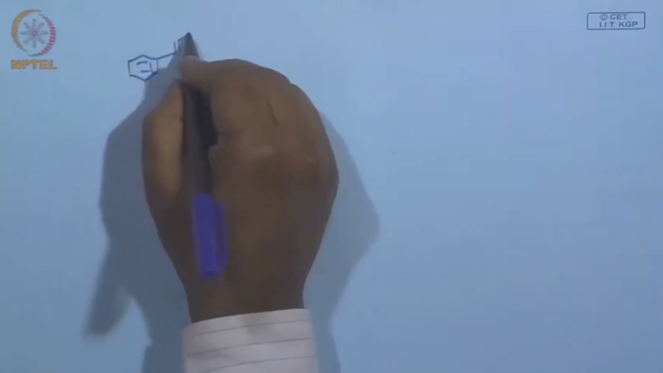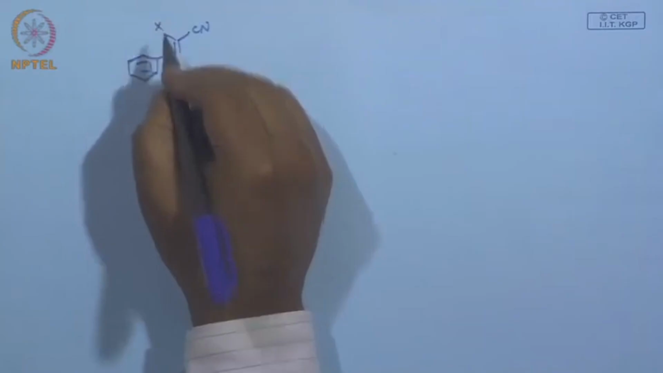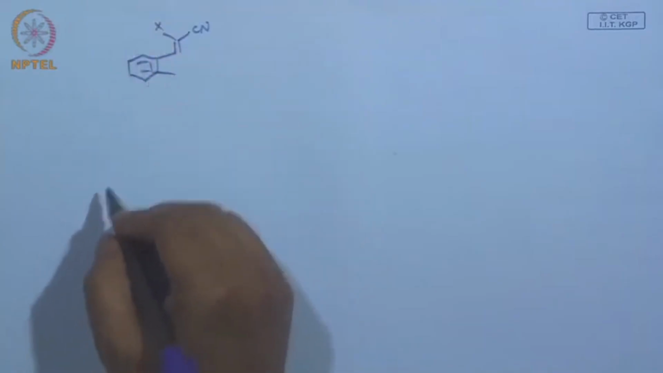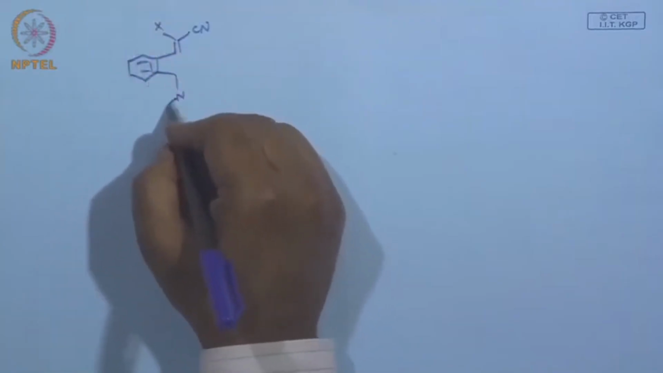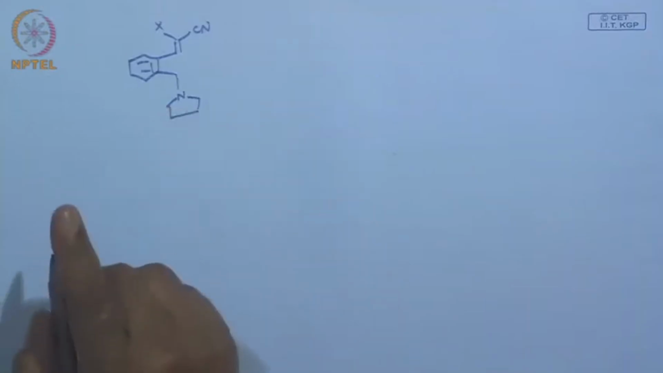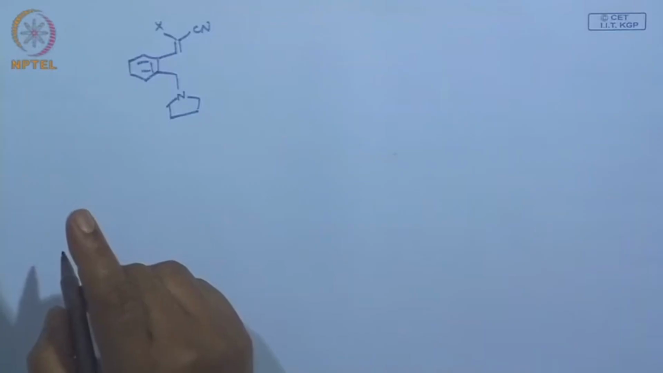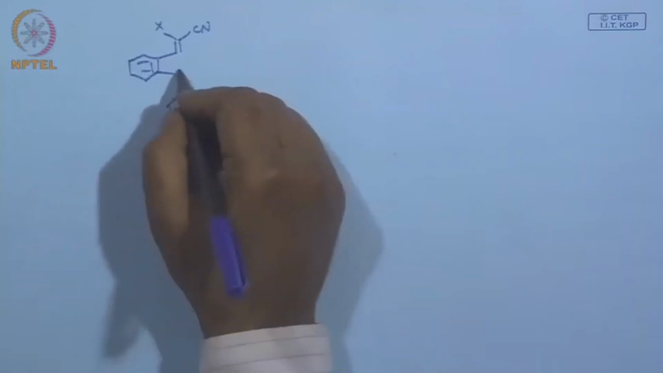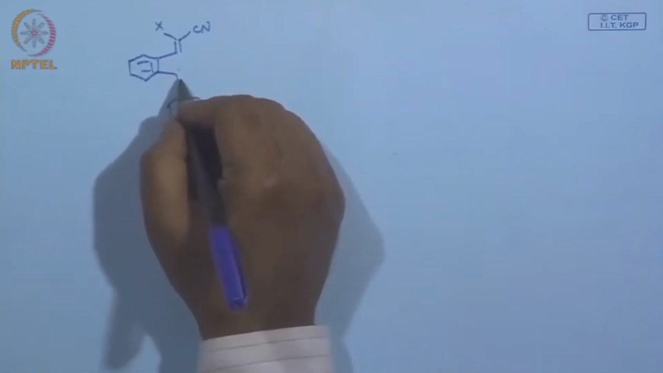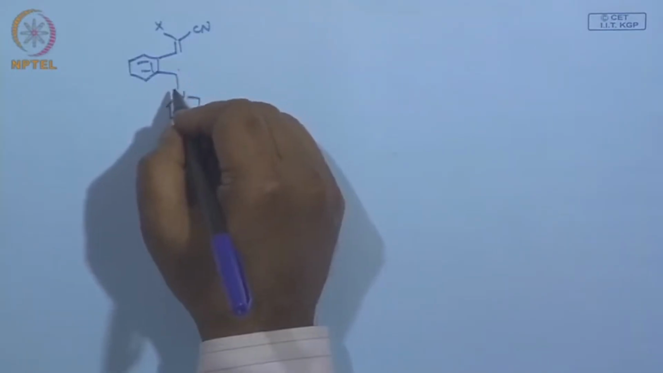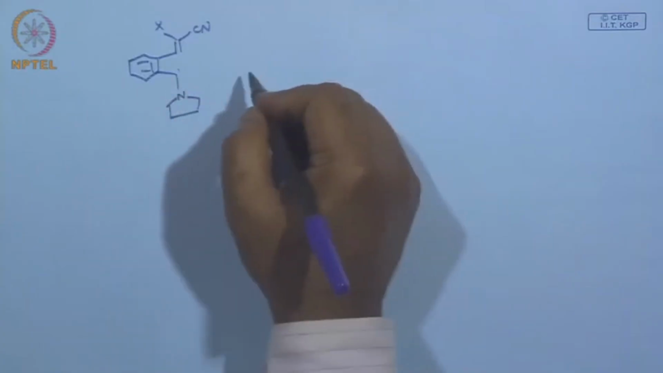somebody has done it like this, X, and now the amine is a little different here. In all these previous examples, nitrogen was attached to the phenyl ring. Now there is a CH2 here. So it is known as now homologous tertiary amino effect. Homologous tertiary amino effect. Okay.